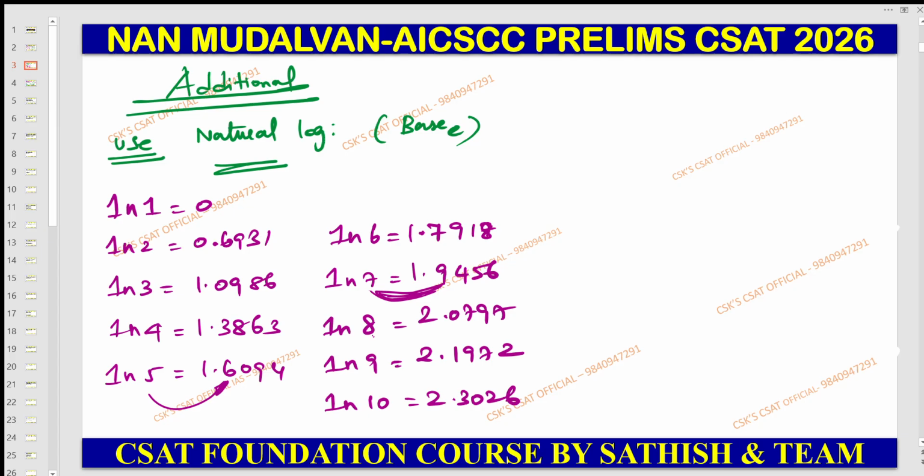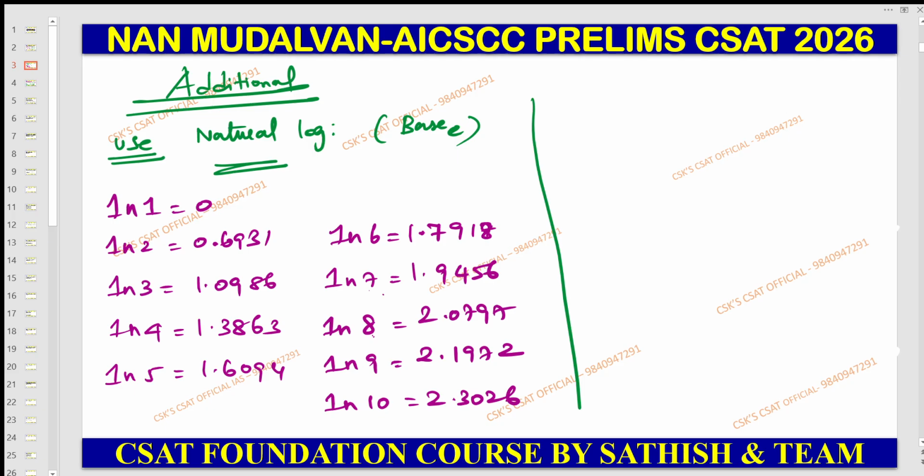Because all the bases are from this only. Whatever the base, it can surely be converted in terms of 2, 3, 4, 5, 6, 7, 8, 9, 10. Among these, mostly 10 is also not required. Understood, everyone? So now let's see this question.